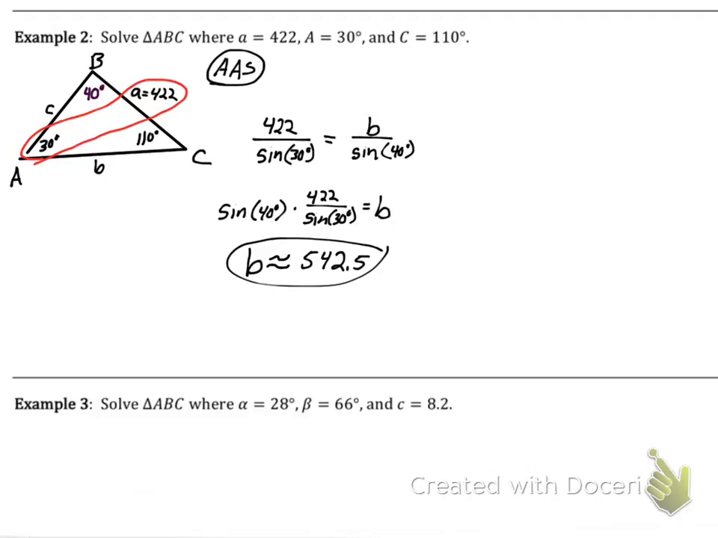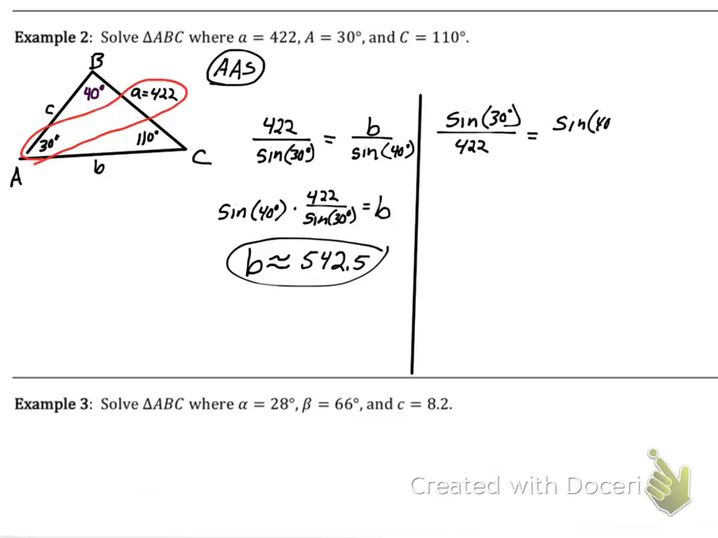I don't want you to write this down. But what if I didn't give you that shortcut? What if I just gave you the law of sines? If I just gave you the law of sines and you didn't remember to flip it, you would have something like this to solve. Sine of 30 degrees all over 422. So this is the exact same solving for B.